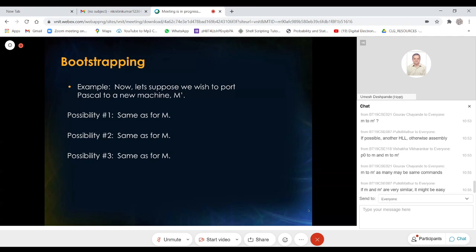Yeah, so Gaurav has said it correctly. If these machines M and M dash have very similar instruction sets, then writing this translator from M to M dash might be easier. Okay, and how would we write this translator from M to M dash? Should we write it in assembly language, or can we write these translators in P0 now because we have support for P0?